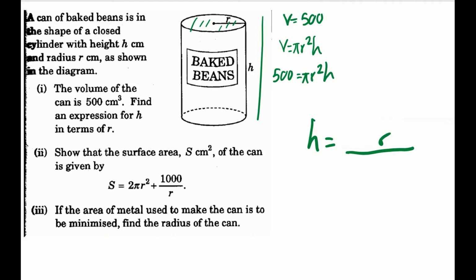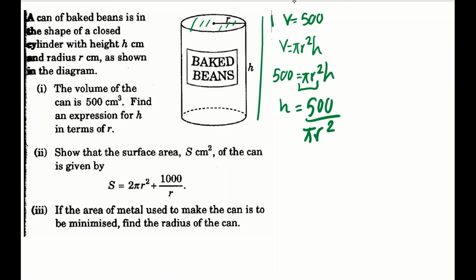And they want h equals in terms of r. So I'm just going to take my pi r squared over and divide it. So I'll then have h is equal to 500 over pi r squared. And that's it.